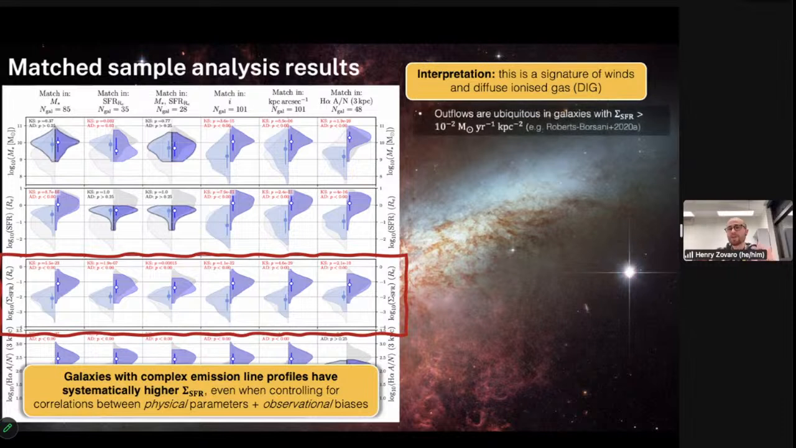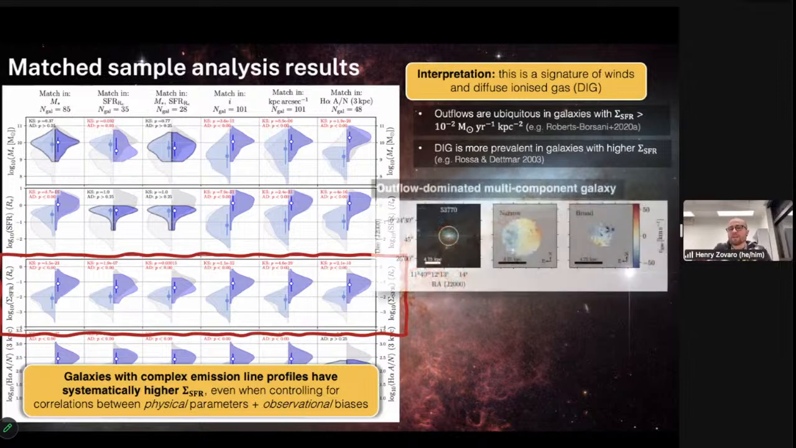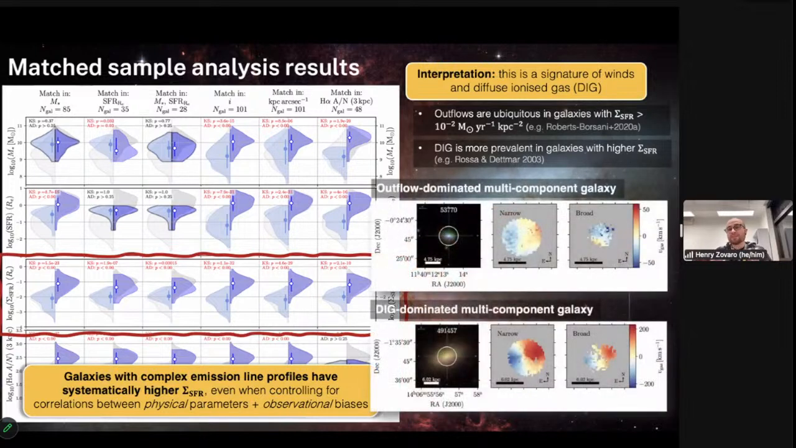So as I mentioned before, we know that there is this really close connection between star formation rate surface density and outflows, and this is also known to persist with diffuse ionized gas. And indeed, the examples of the multi-component galaxies I showed you before are clear examples of these two phenomena. So for example, here is that galaxy I showed you before that is dominated by outflows, and here is the one which is dominated by a thick ionized gas disk. And so this is a nice result because for the first time, we showed using a data-driven approach that you actually can use these multiple Gaussian component fits to infer physical meaning about the presence of winds and outflows and things like that in a large sample of galaxies.